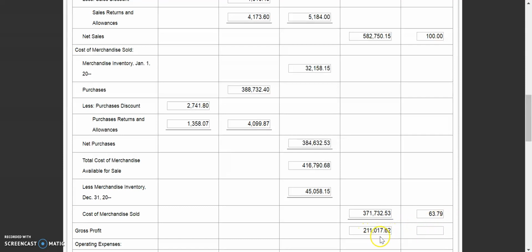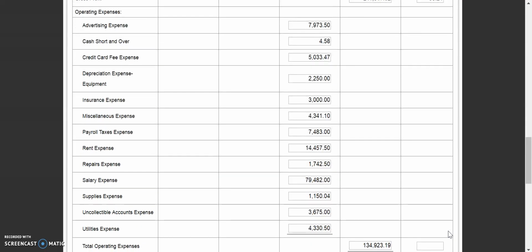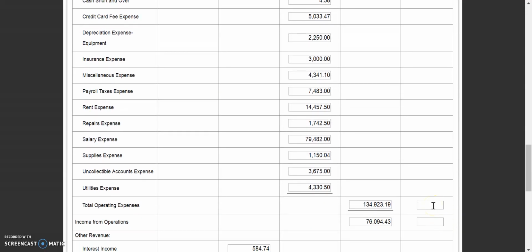And we do the same thing for gross profit. We take 211,176 and divide it by our net sales amount, 582,750.15, and we end up with 36.21. We also need to do our total operating expenses. So again, taking our amount of 134,923.19 and dividing by our net sales amount, we end up with 23.15 when we round correctly. Again, our income from operations, 76,000 divided by our total net sales is 13.06.